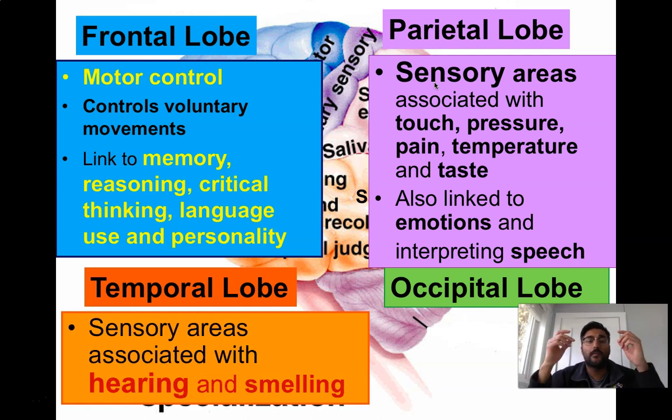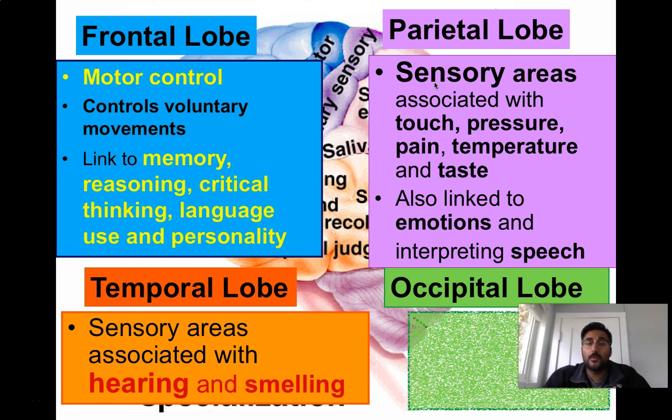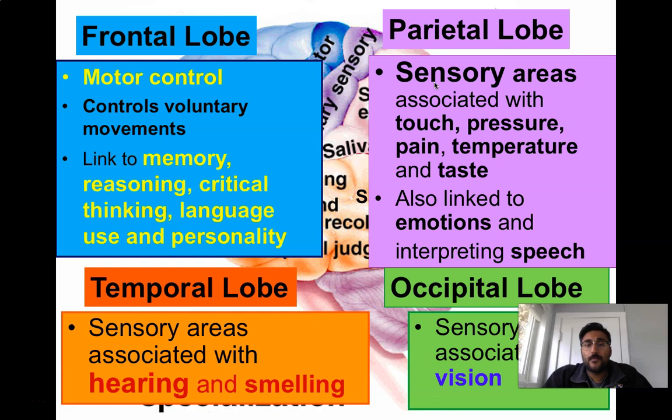The temporal lobe is going to be primarily hearing and smelling, and it's more on the sides of the brain, the temporal lobes right here. And the occipital lobe is kind of tucked in underneath, and it's anything related to vision. It's kind of crazy that there's an entire lobe of the brain dedicated to just vision. The temporal lobe contains areas associated with hearing and smell, so your ears and your nose. And then the parietal lobe does everything else in terms of sensory perception.